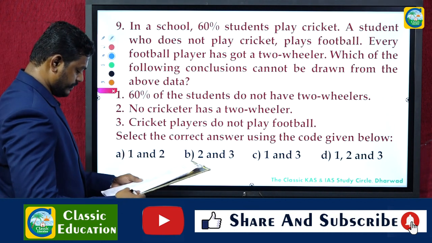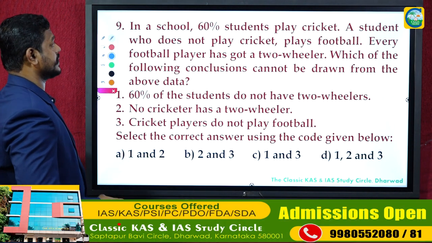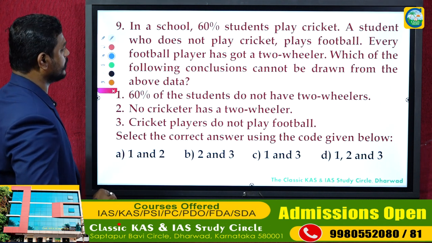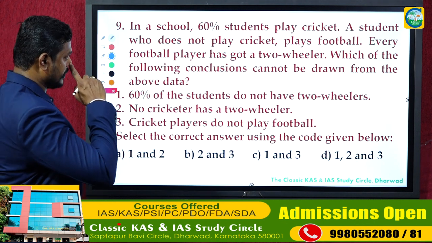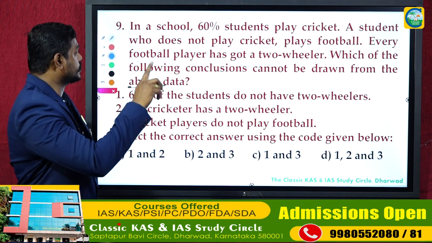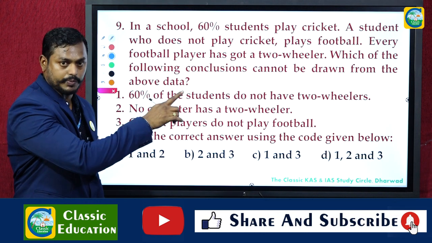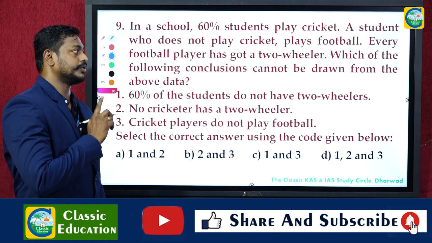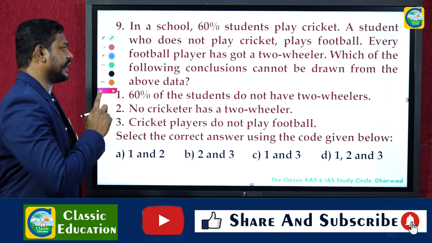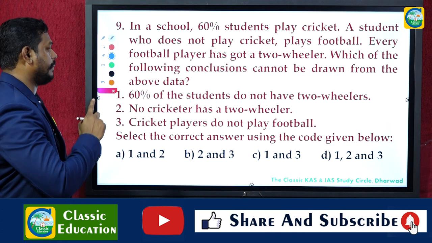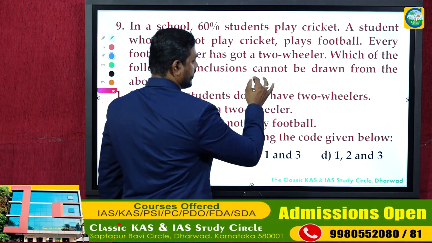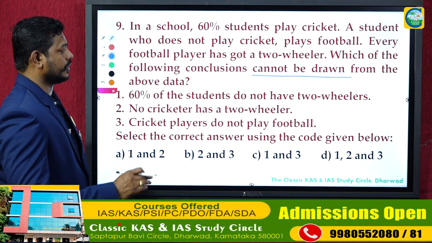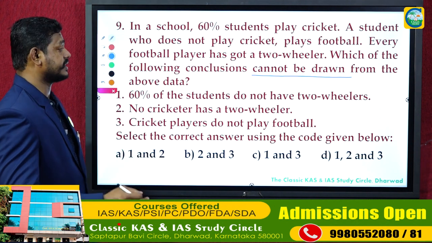Then question number 9. In a school, 60% students play cricket. A student who does not play cricket plays football. Every football player has got a two-wheeler. Which of the following conclusions cannot be drawn from the above data? So please note this: cannot be drawn. They didn't ask which can be drawn, they are saying cannot be drawn.